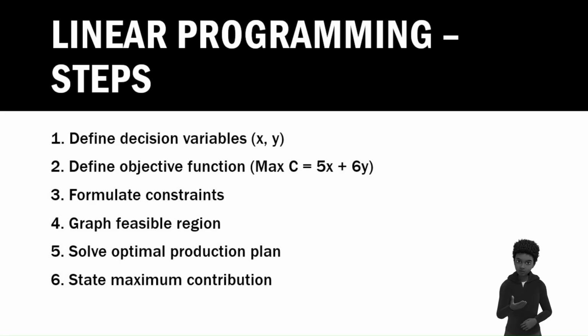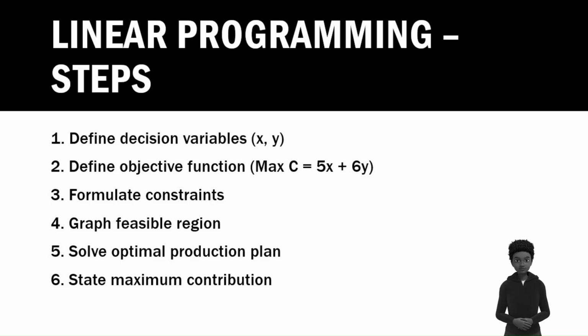Linear programming steps. The steps are straightforward. Define the decision variables, usually X and Y for 2 products. Write the objective function. For example, maximize contribution equals 5X plus 6Y. Formulate the constraints such as labor, machine, and demand limits. Plot these constraints on a graph to show the feasible region. Find the optimal point where contribution is maximized.